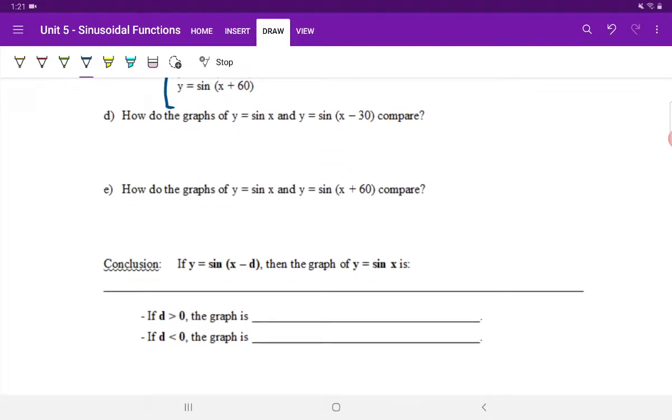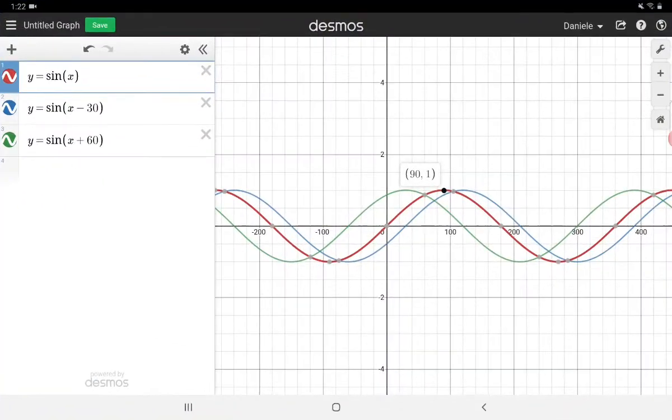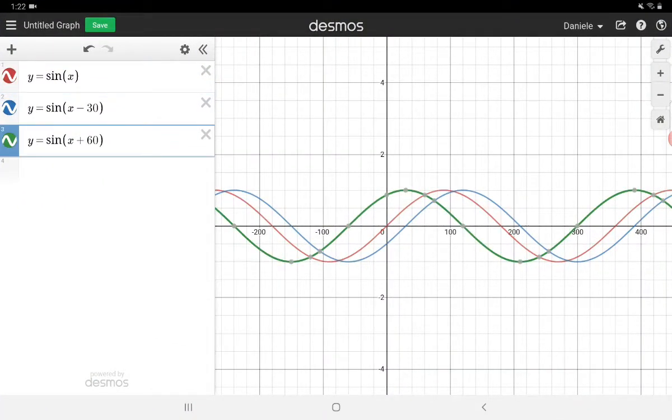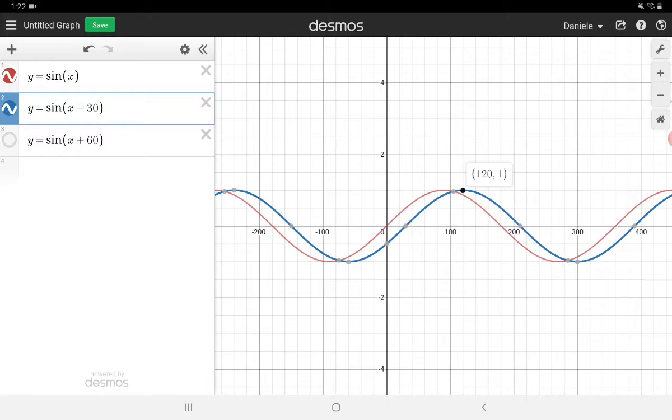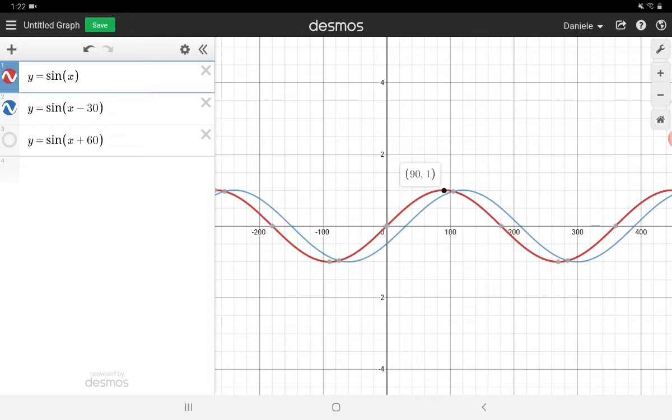How do the graphs of y equals sine x and y equals sine x minus 30 compare? Okay, let's take a look. So let's hide this green graph here and just look at our first two graphs, our red and our blue graph. Let's see what happened. We went from a maximum, we're picking a point here, of 90 and 1. And what happened to that maximum? It now moved and is at 120 and 1. So it was at 90 and 1, and now it's at 120 and 1.